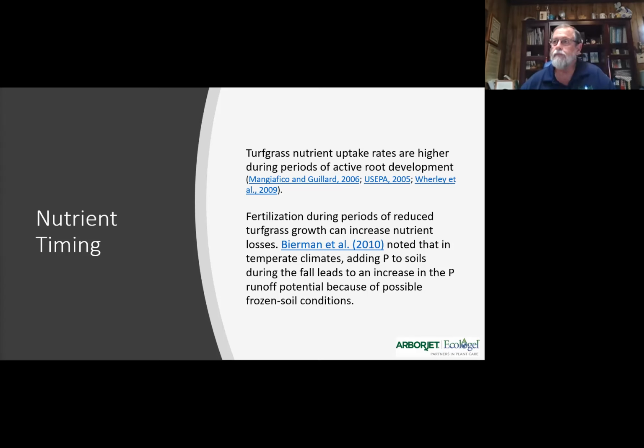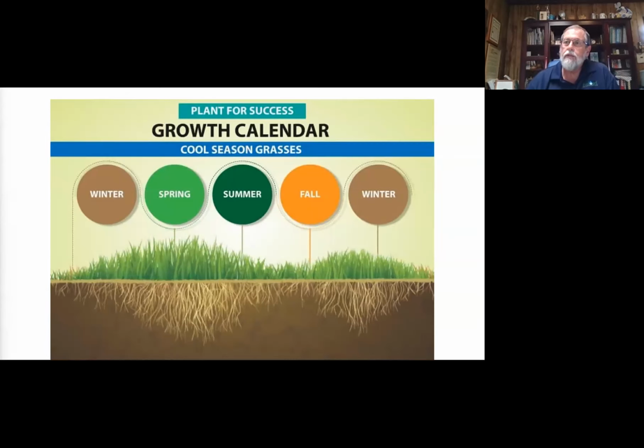So if you look at how turfgrass responds, here's cool season turf grasses. You'll see that in the late winter and early spring, you see top growth and root growth increase dramatically through the spring into the early summer. During the summer and early fall, the root growth declines, as does top growth, and then it rebounds again in the fall and the winter.